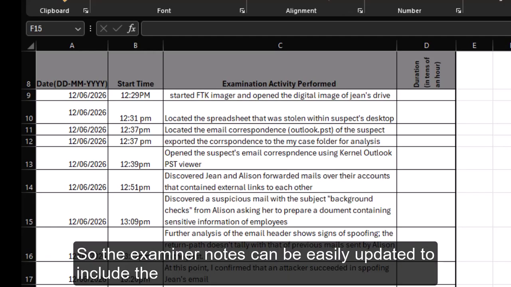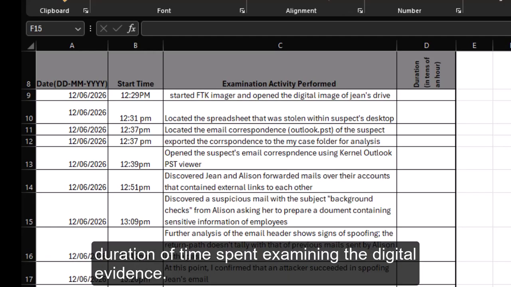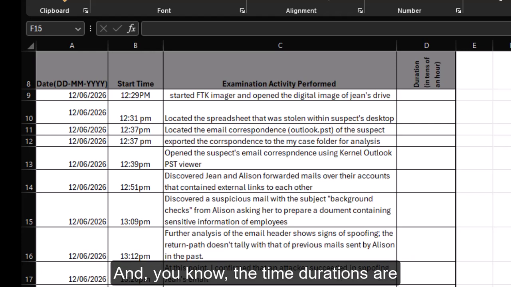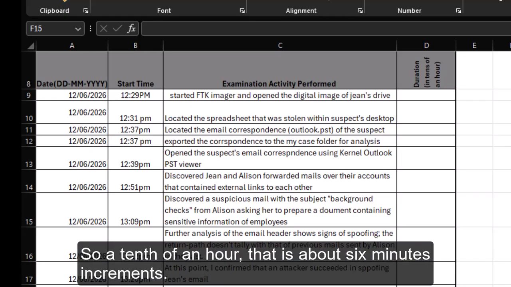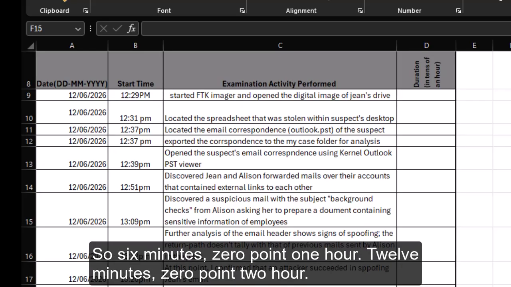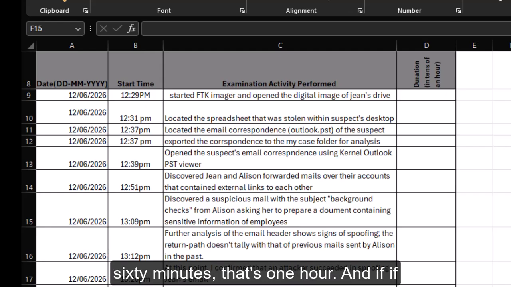So the examiner notes can be easily updated to include the duration of time spent examining the digital evidence. And the time durations are made to appear in tenths of an hour for the sake of uniformity. So a tenth of an hour, that's about 6 minute increments. So 6 minutes, 0.1 hour; 12 minutes, 0.2 hour; 60 minutes, that's 1 hour.